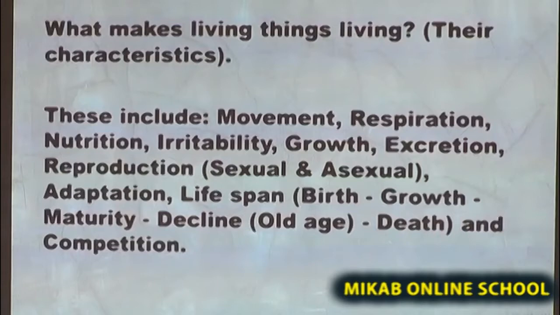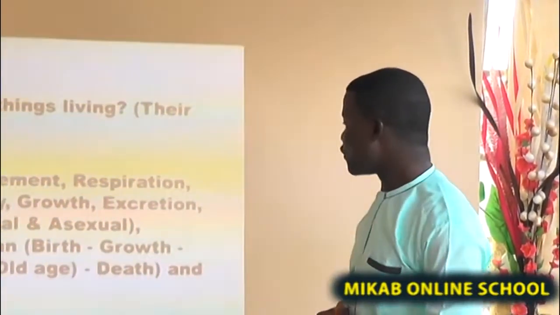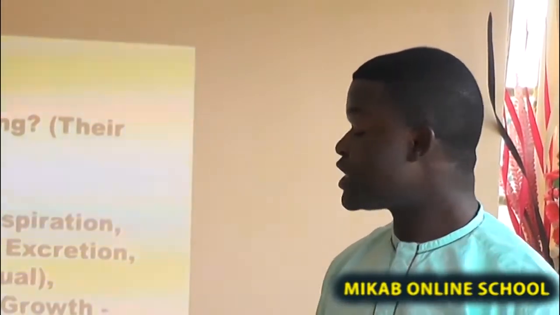Well, maybe in your junior classes, maybe JS class, or maybe primary school, you have been taught that the characteristics of living things are represented with the acronym Mr. Niger-D. Well, that is for the lower level. At this level, the characteristics of living things we are going to learn are going to go beyond Mr. Niger-D. And what do these include?